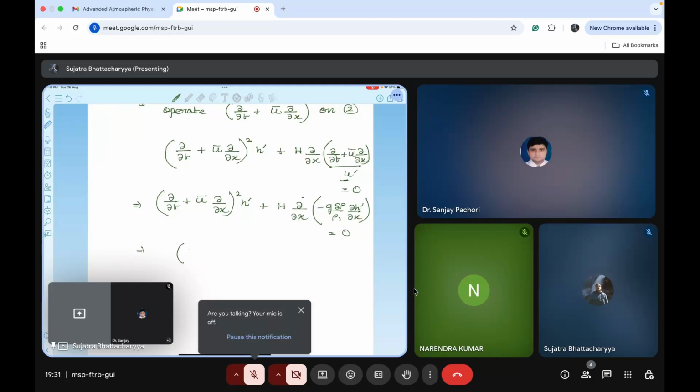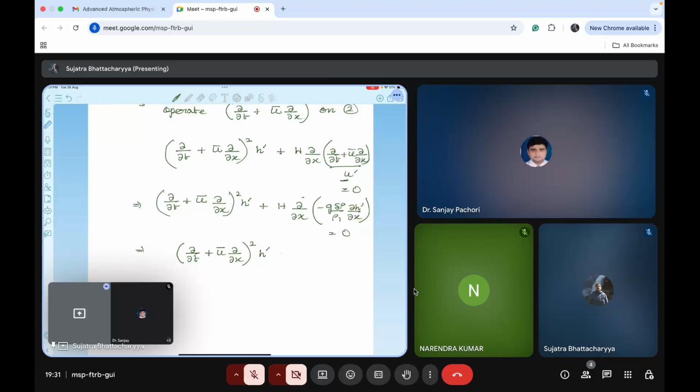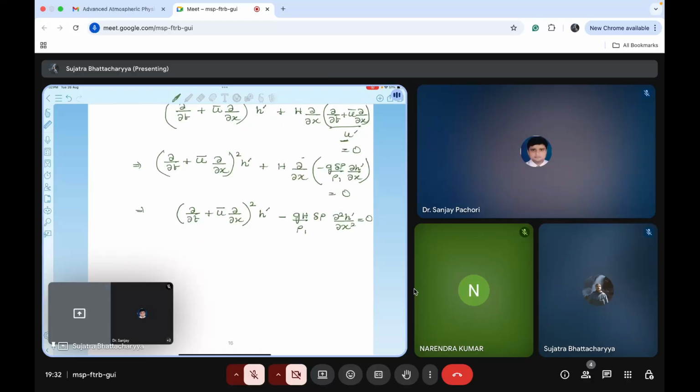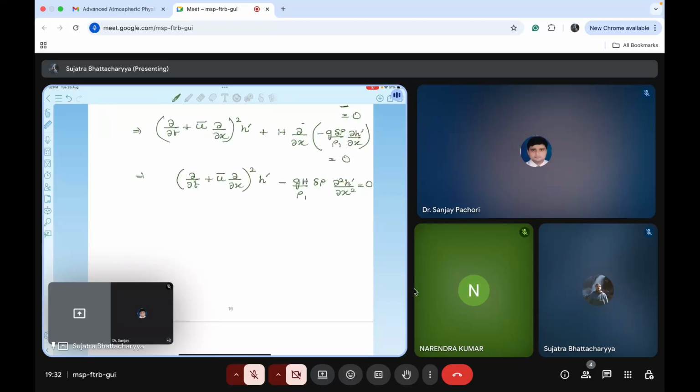Put that equal to 0. Finally, (∂/∂t + ū ∂/∂x) whole square h' minus gh/ρ1, keep the Δρ also outside, ∂²h'/∂x². Put that equal to 0. Why can we do that? Because rho is not varying with x. We have shown that already. Okay. So this is my final wave equation.